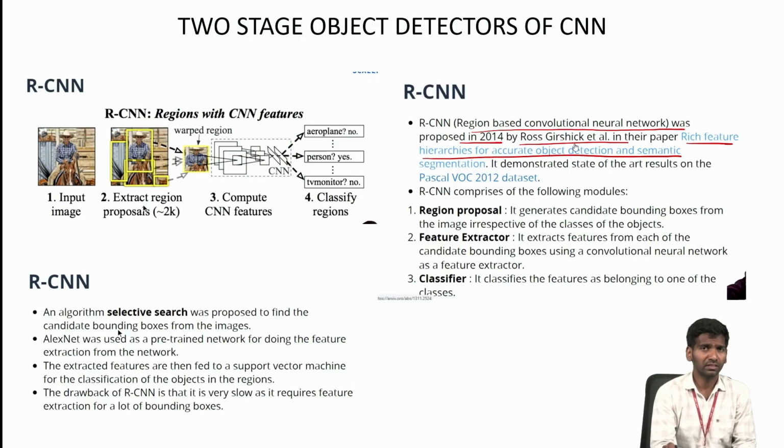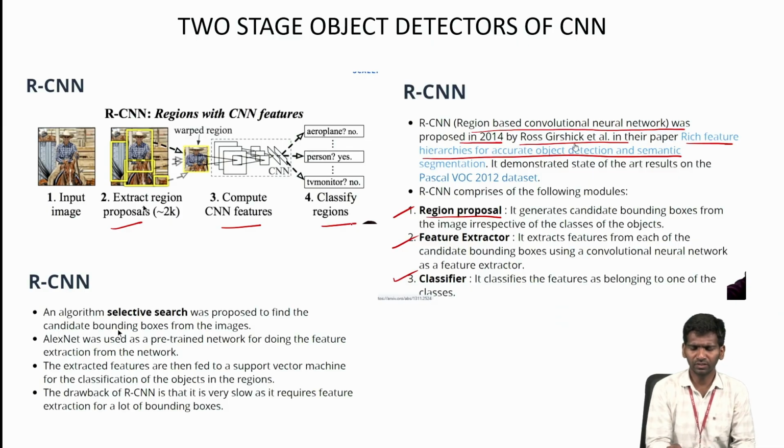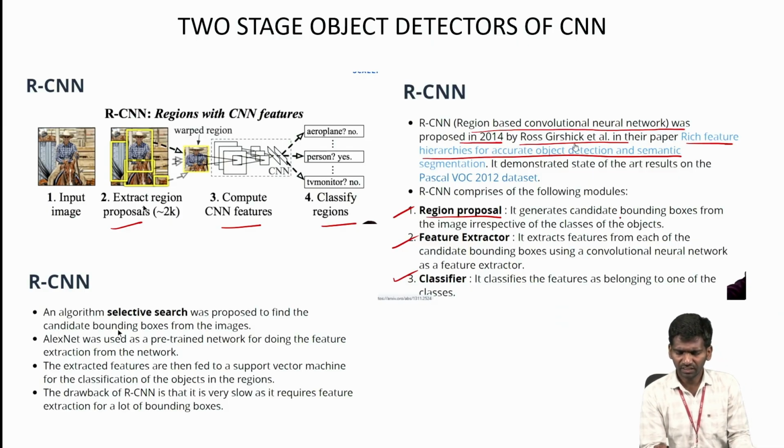So what does this RCNN consist of? It consists of three modules. The one is region proposal. The other one is feature extractor. The other one is classifier. So what will these three modules do? The first, region proposal, will generate candidate bounding boxes from an image.